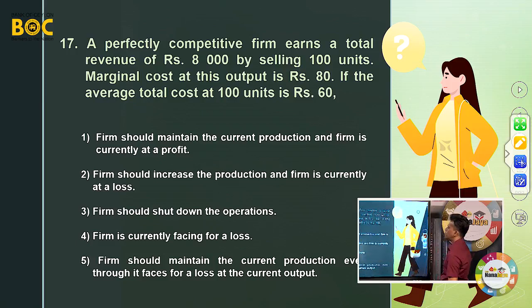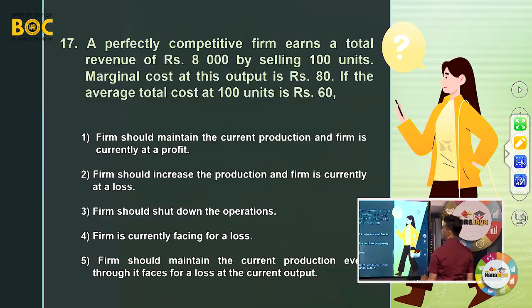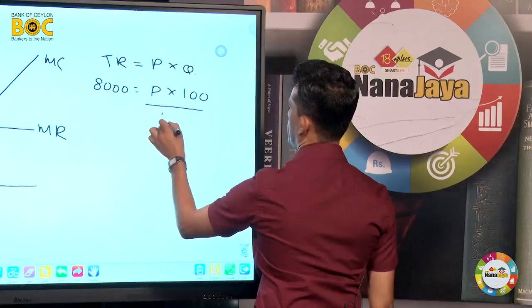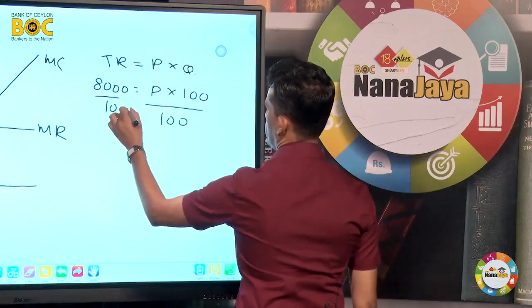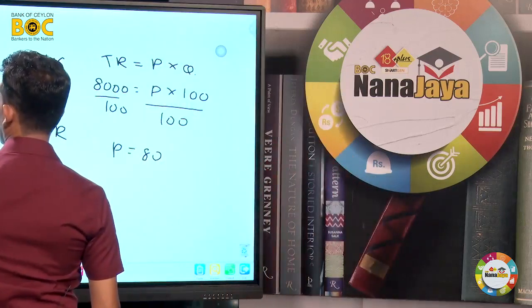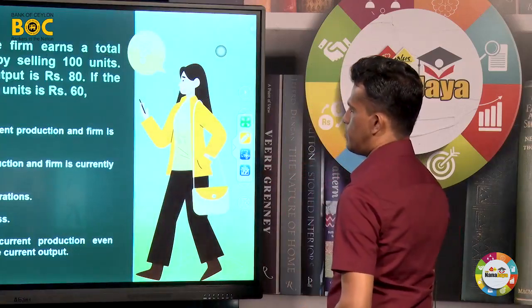We'll go back to the question. What do they say? A perfectly competitive firm earns a total revenue of 8,000 by selling 100 units. Total revenue is price into quantity. They are producing 100 units and getting an income of 8,000. So how much should be the price? Price should be rupees 80. We found out the price.